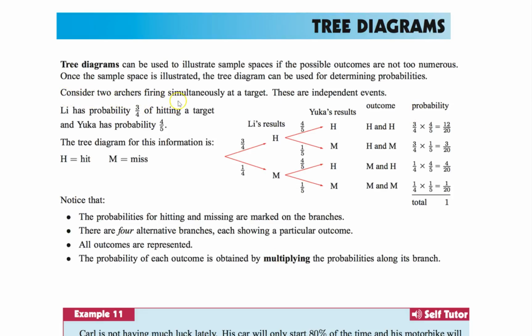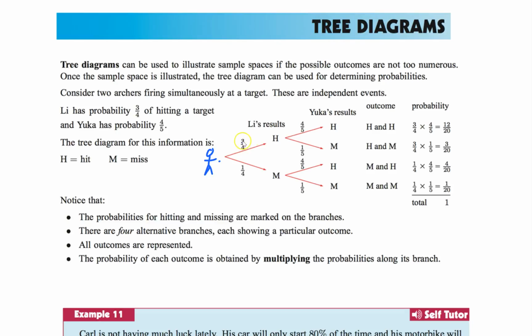Consider two archers firing simultaneously at a target. These are independent events. Lee has a probability of 3/4 hitting a target, and Yuka has a probability of 4/5. So what you do is you just go, okay, Lee has a probability of 3/4, you start with Lee. Always like to draw a little character. Right, and then hit is 3/4, miss is 1/4. Then you go Yuka, and Yuka's the next part.